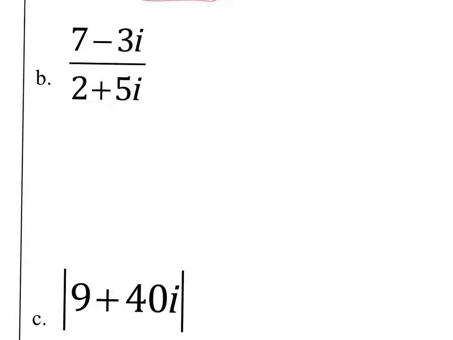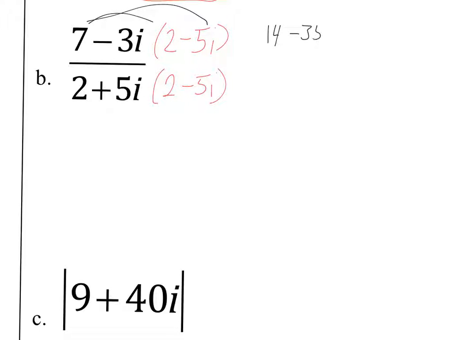Part B. We've got to multiply by the conjugate at the bottom. That means we're looking at 2 minus 5i, 2 minus 5i. I'm going to do this multiplication out. 7 times 2 is 14. 7 times negative 5i is minus 35i. Negative 3i times 2 is minus 6i. Minus 3 times minus 5 is plus 15i squared.